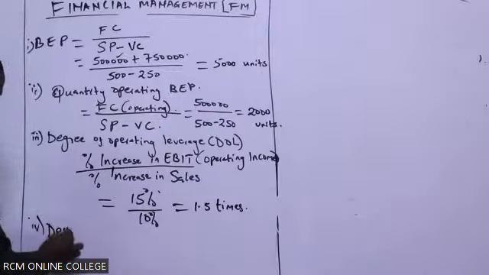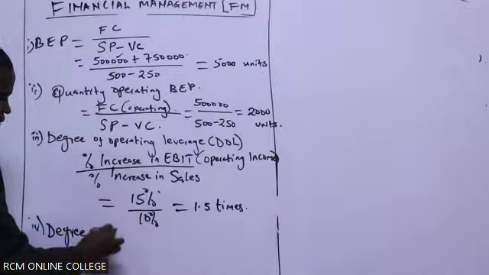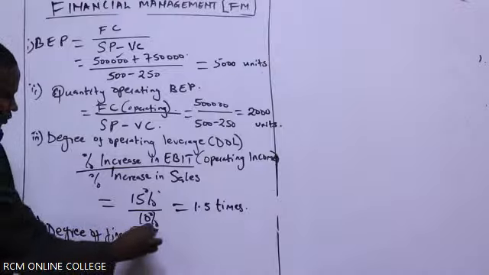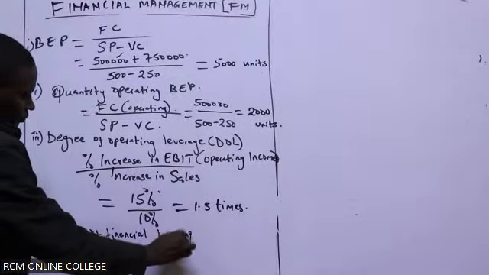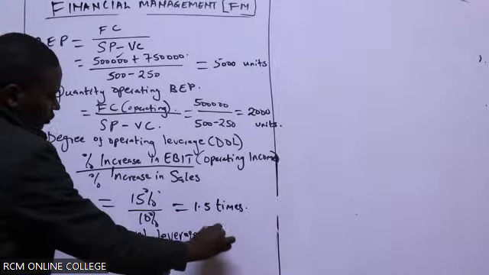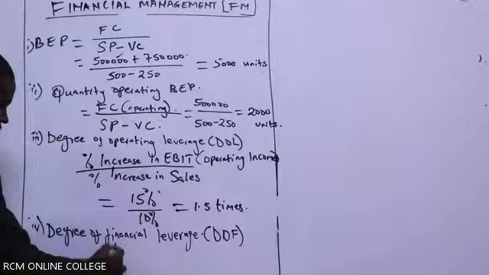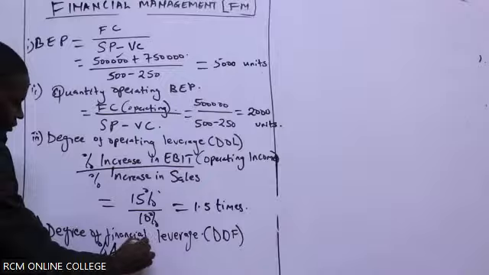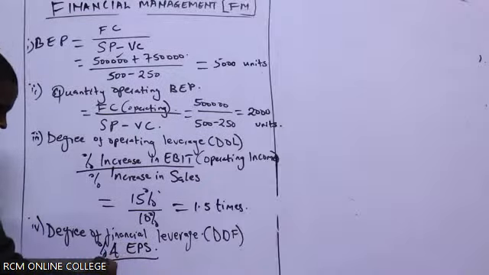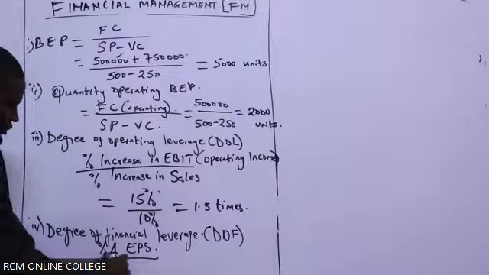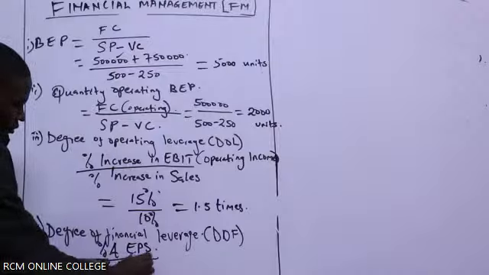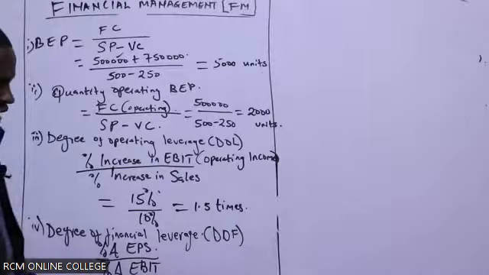Degree of financial leverage. DFL. So for the degree of financial leverage, we just have to use the formula. The percentage change in EPS over the percentage change in what? EBIT. Percentage change in EBIT. Percentage change in EPS. Na hizo tuko nazo EBIT already.